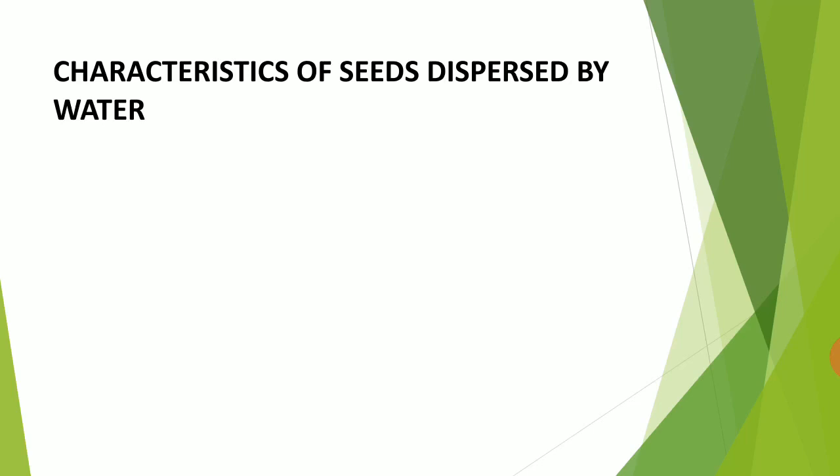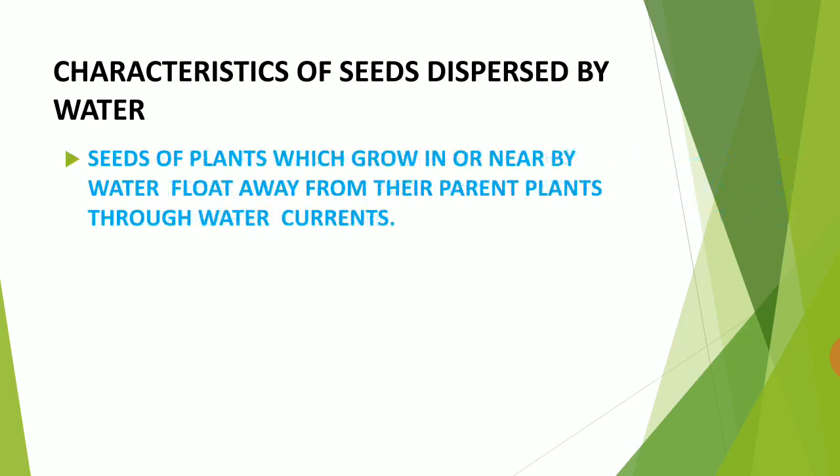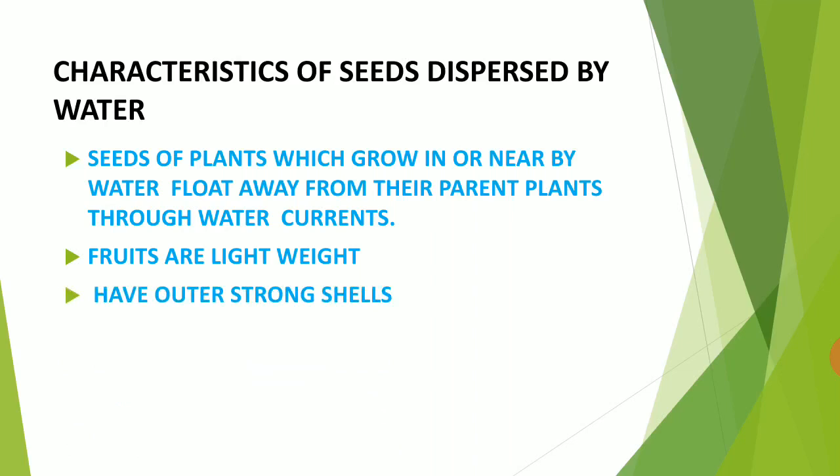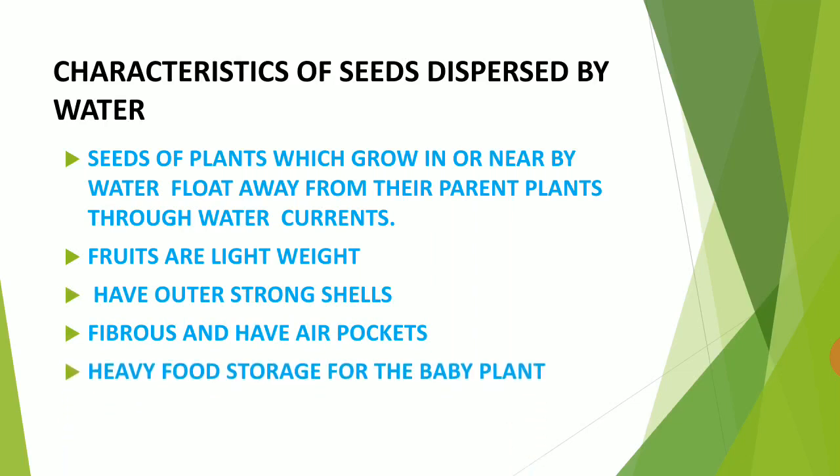Characteristics of seeds dispersed by water. Seeds of plants which grow in or nearby water float away from their parent plants through water currents. How? The fruits are light in weight. They have outer strong shells. They are fibrous and have air pockets. They have heavy food storage for the baby plant.